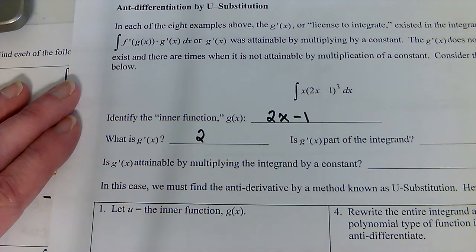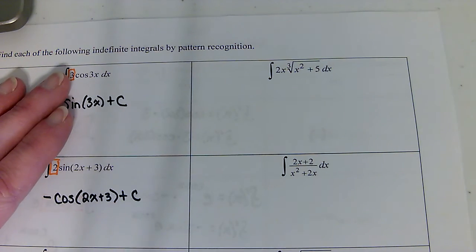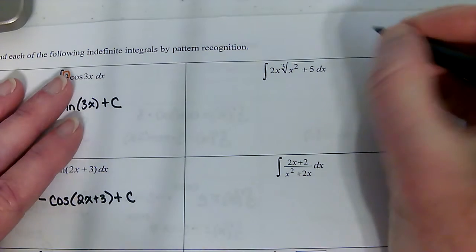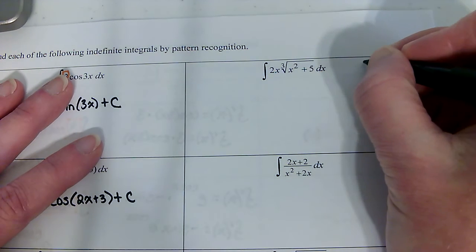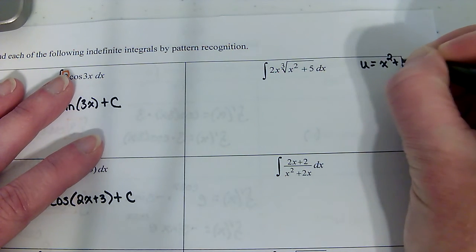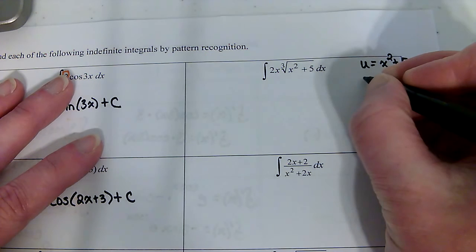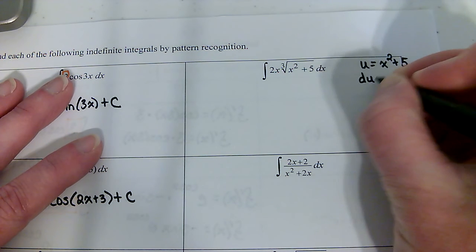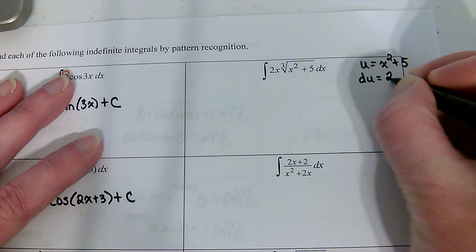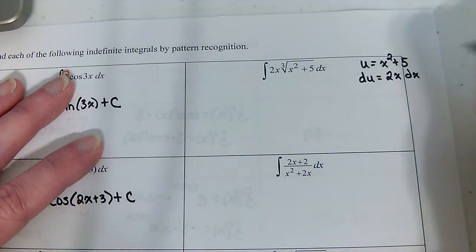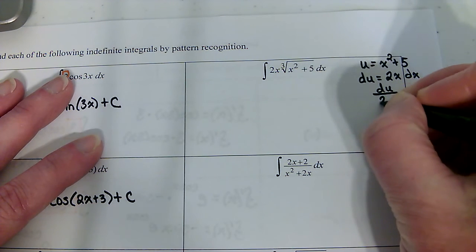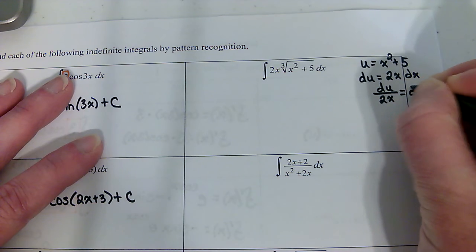Oh, this one's actually a harder one. We'll come back to this one. Oh, I'm sorry. Hold on. Pause that. These are the easier ones. Okay, so sorry about that. One of those mornings. X squared plus 5. du is going to be 2x dx. So du divided by 2x is dx.